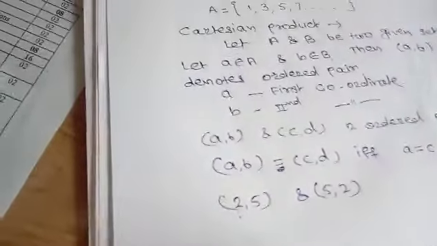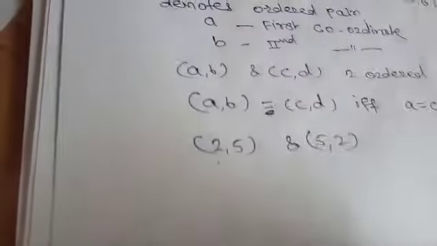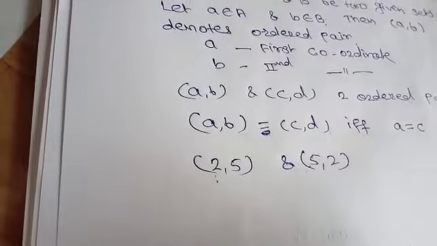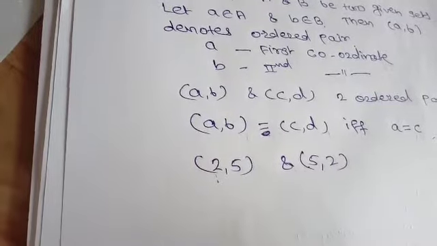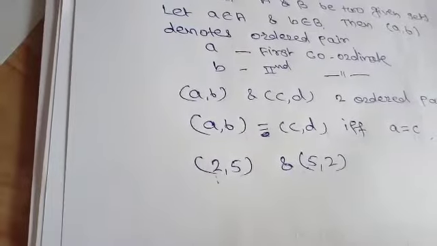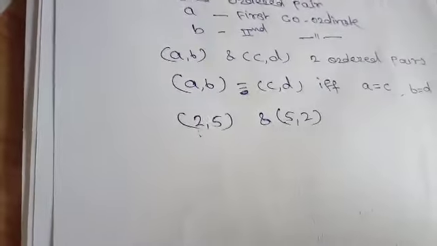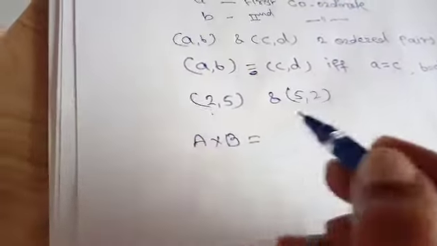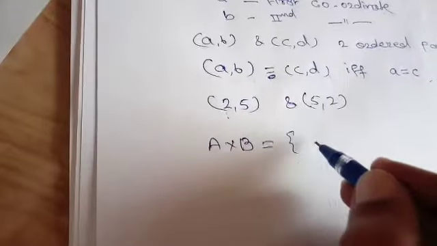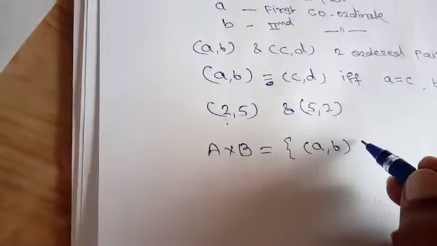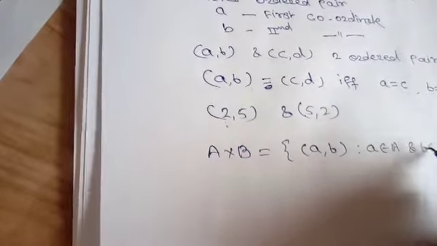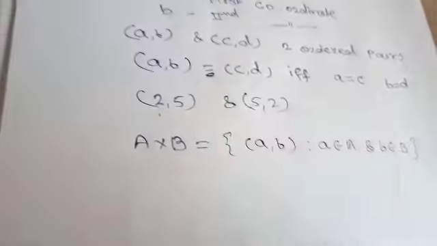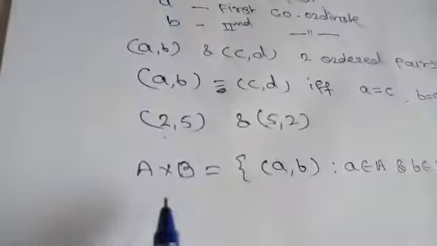Now suppose A and B are two sets. The set of all distinct ordered pairs whose first coordinate is an element of A and whose second coordinate is an element of B is called the Cartesian product of A and B in that order, and it is denoted by A cross B. This is written as A cross B is equal to the set of all ordered pairs (a, b) such that a belongs to A and b belongs to B.